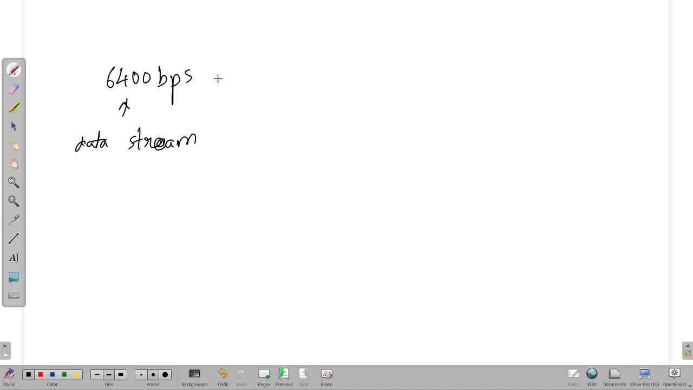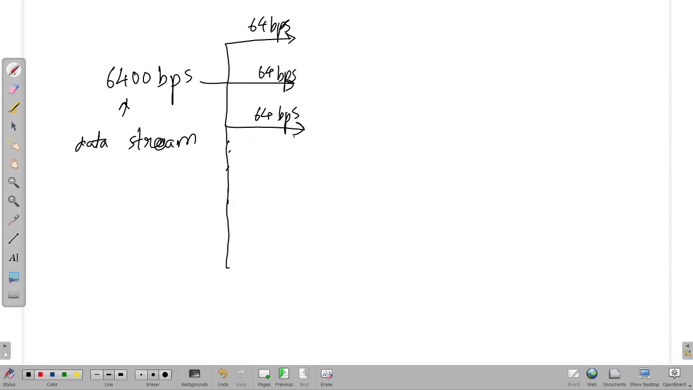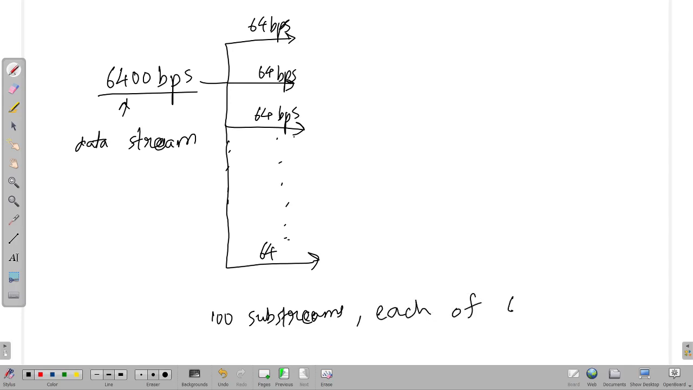So the data stream at 6400 bits per second, I am dividing into various substreams, each of let's say 64 bits per second. How many substreams are required? I have 6400 bits per second, so I will be needing 100 substreams, each of 64 bits per second.